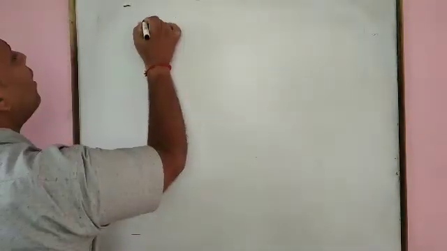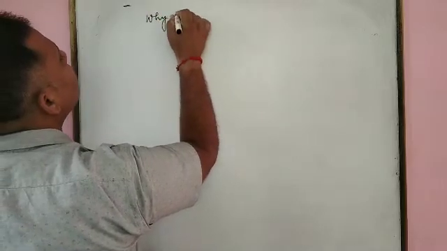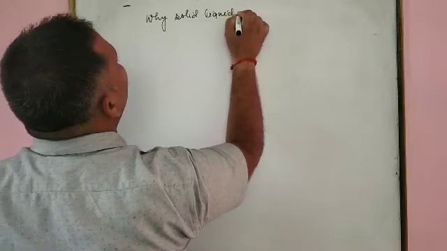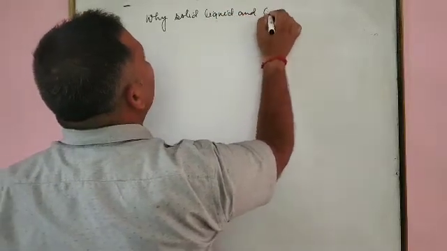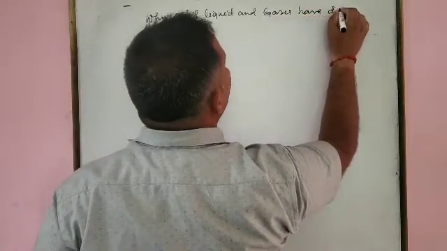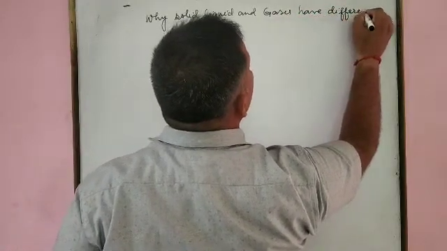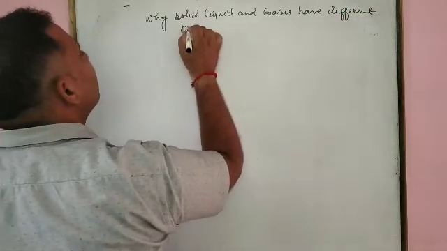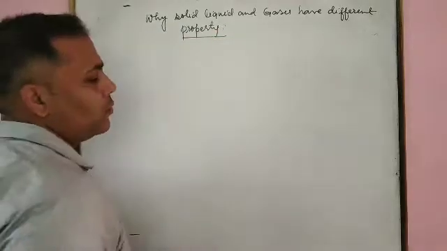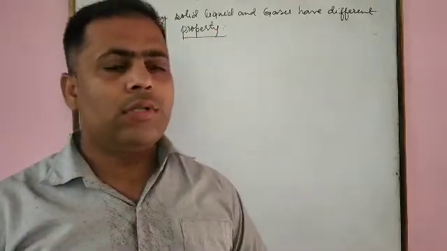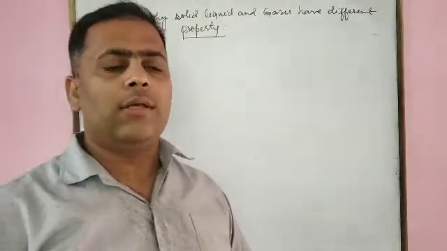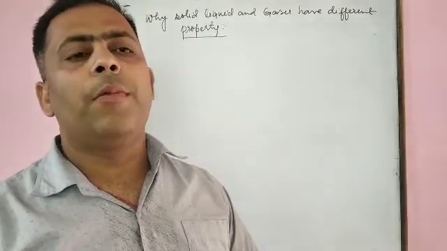why solid, liquid and gases have different properties. Why? Because there are three factors which will determine the property of solid, liquid and gases. Let us discuss them one by one.